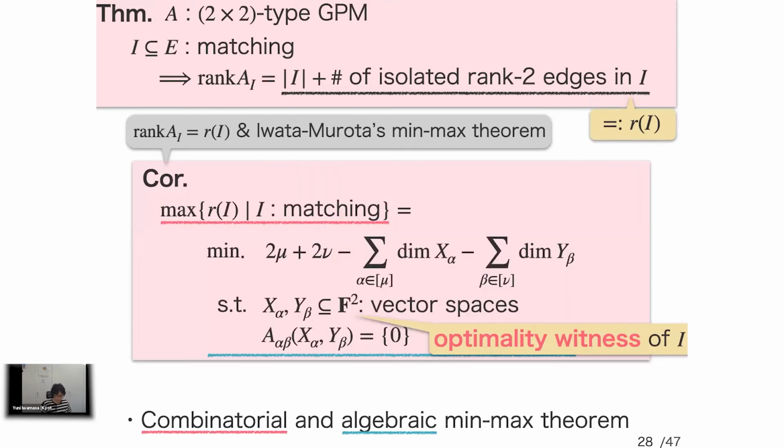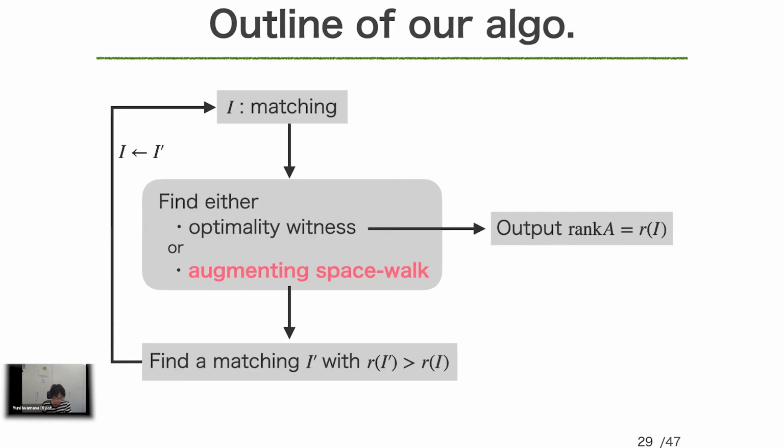And by combining Iwata-Murata's minimax theorem and our result, we immediately obtain a new minimax theorem that relates a combinatorial value on matching and an algebraic value like this. And vector subspaces that attain this identity are called an optimality witness of I. So by this corollary, we can say that if there exists an optimality witness of I, then I is maximum.